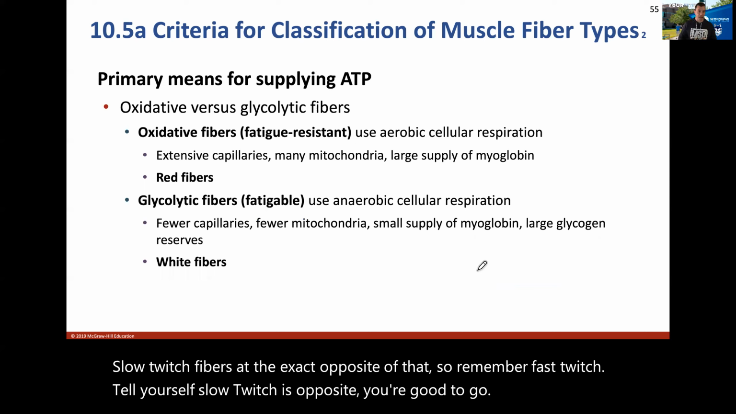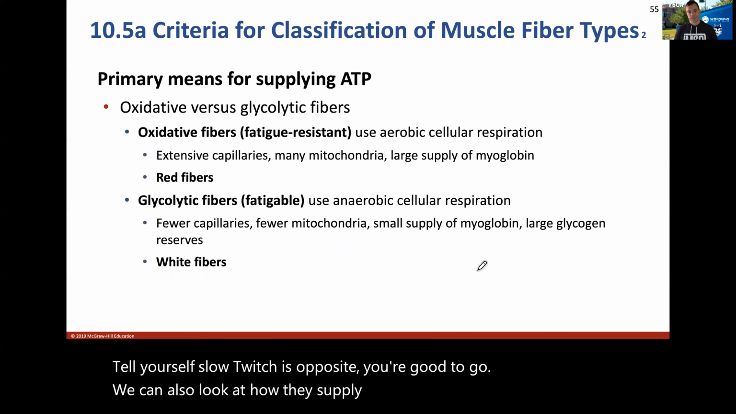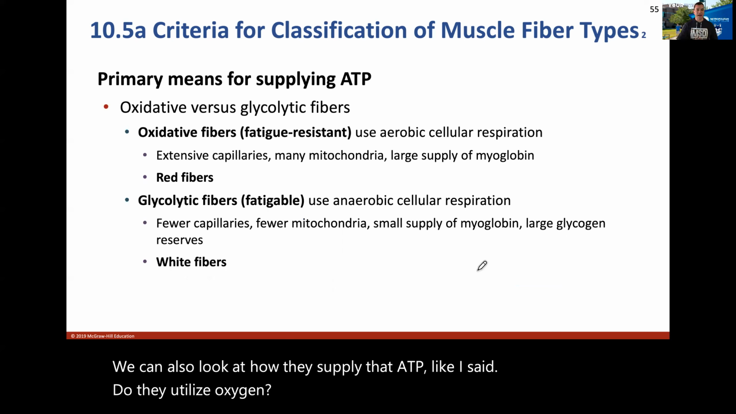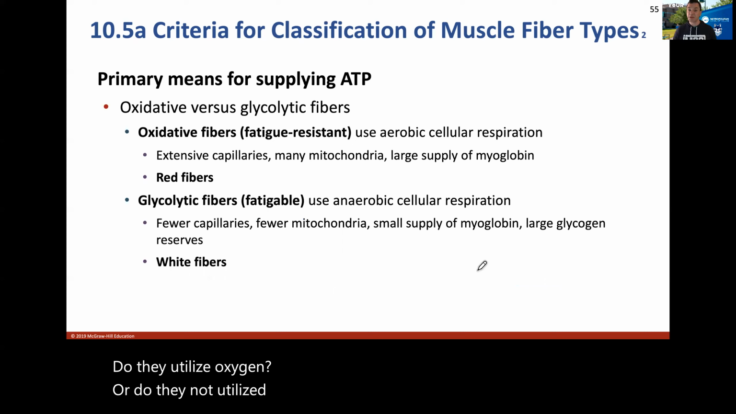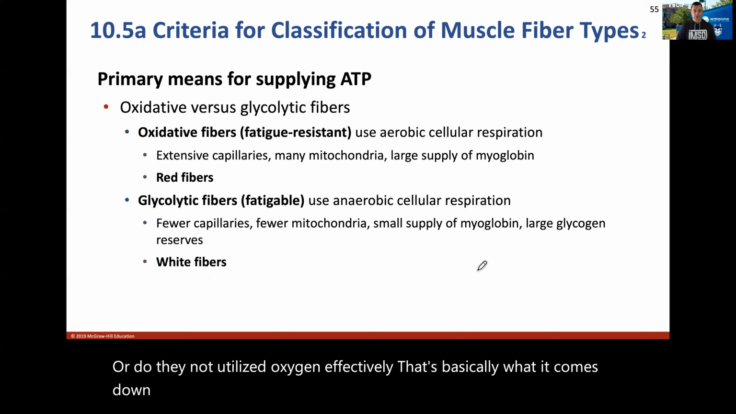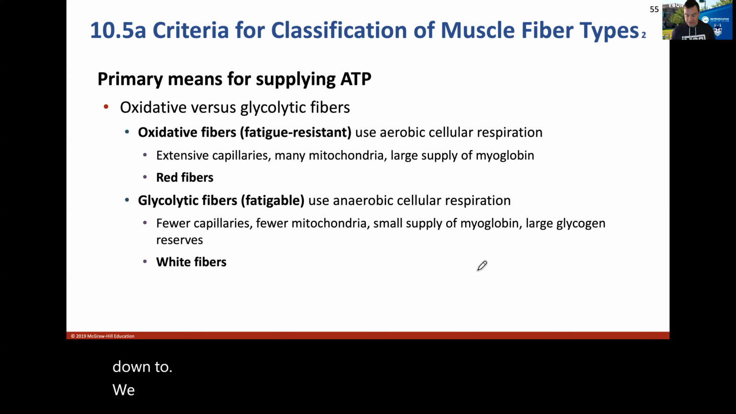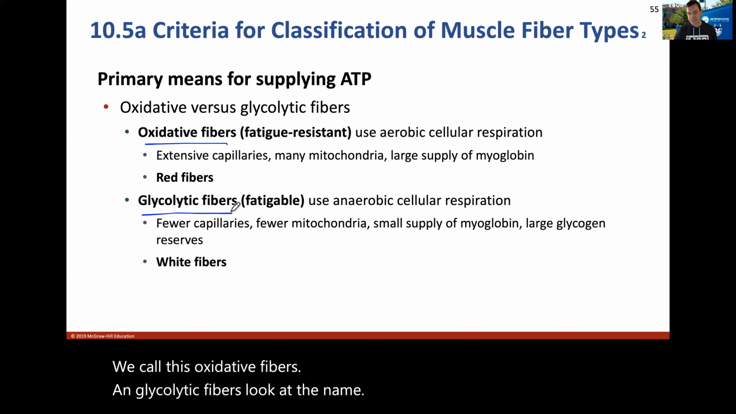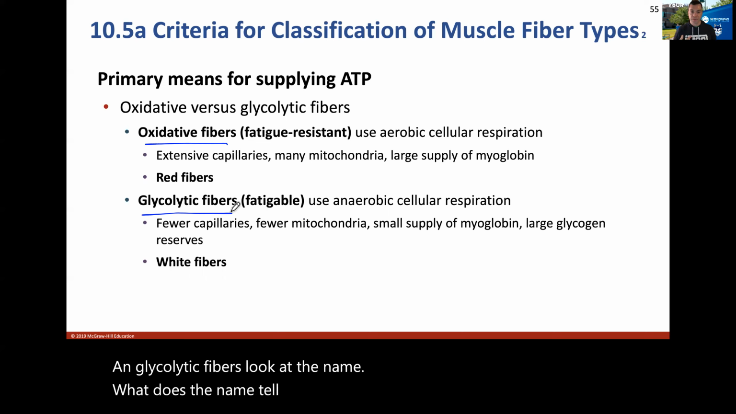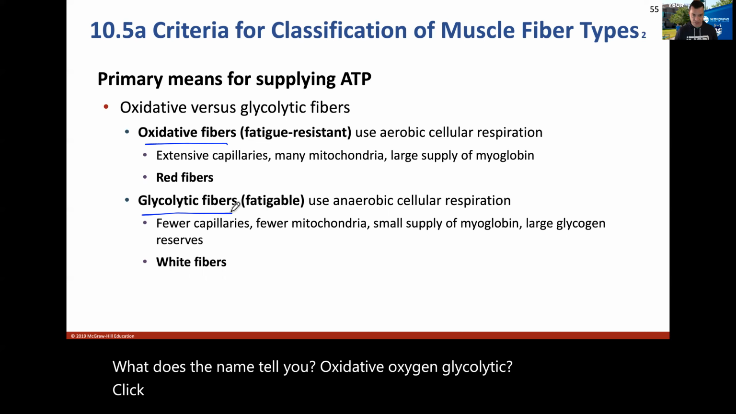We can also look at how they supply that ATP, like I said. Do they utilize oxygen or do they not utilize oxygen effectively? That's basically what it comes down to. We call these oxidative fibers and glycolytic fibers. Look at the name. What does the name tell you? Oxidative, oxygen. Glycolytic, glycolysis. No oxygen available. So just look at what these words are.